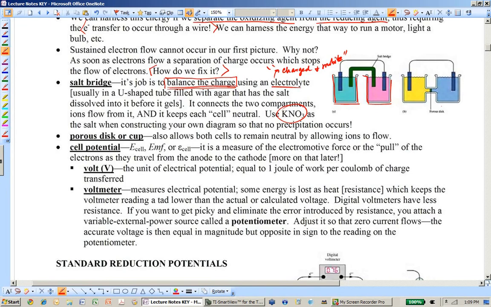Now we can also do this with a porous cup or a porous disc. But that's going to be some pretty fancy glassware to have this little bridge going across here. But we still need a barrier. And so that says porous disc right there. So we still need that barrier.